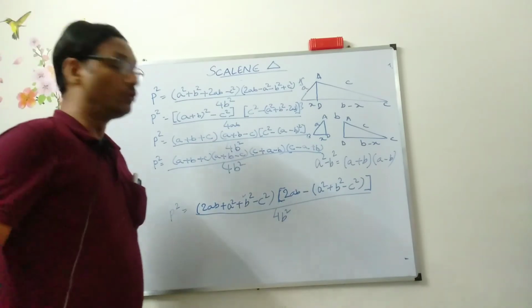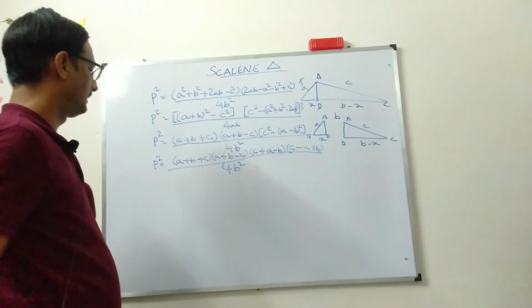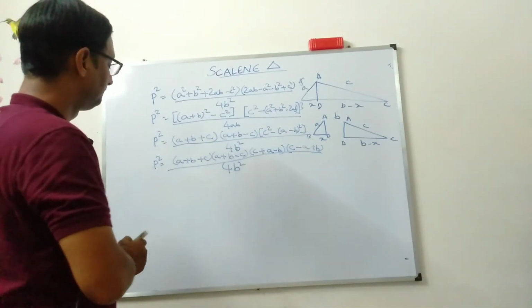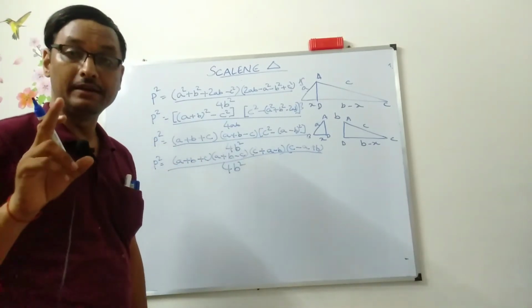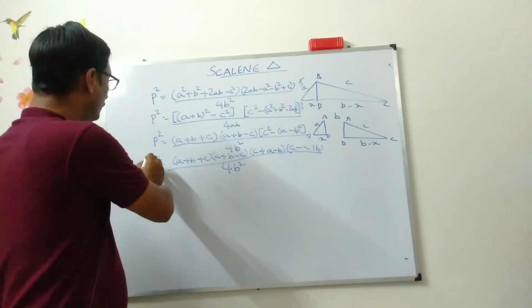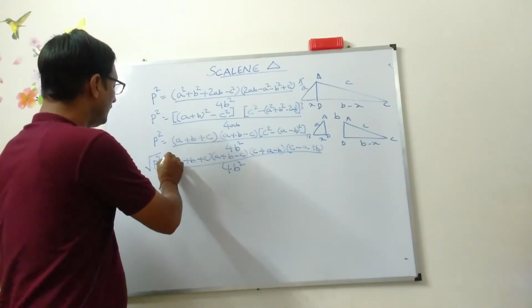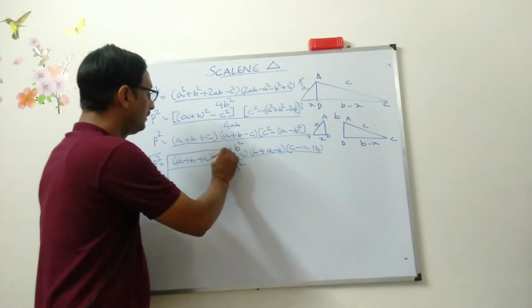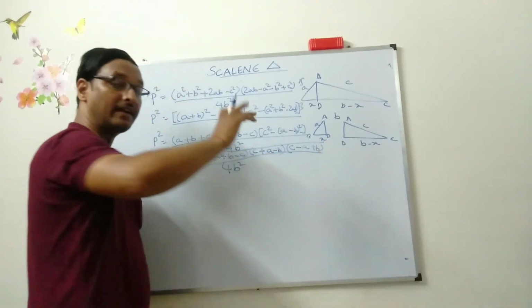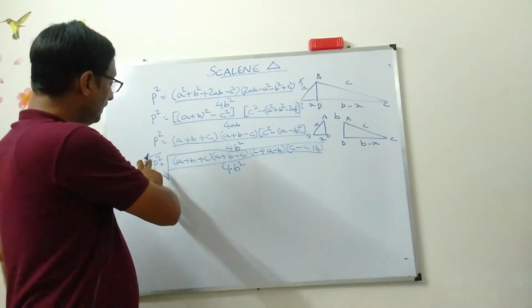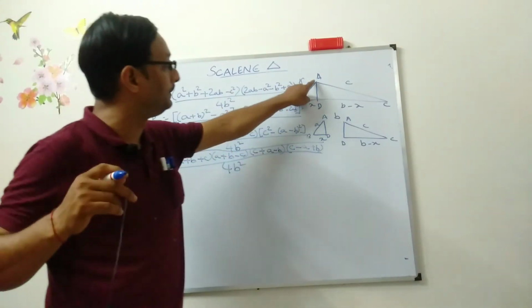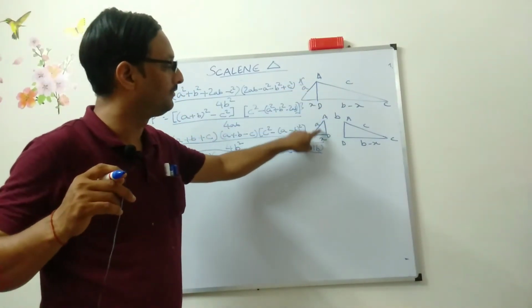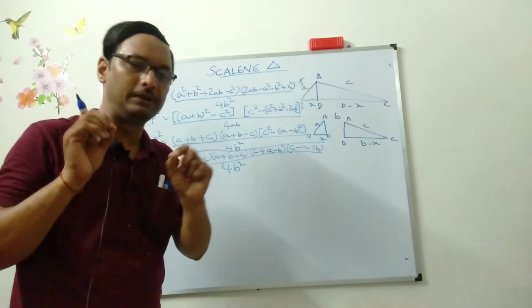Now what we need to do? We have to see. I need to find out p, not p square. So square root this one. And this one also use square root, because both the side has to be square rooted. P square ka square root is p, and that's what I need to find out. This is p. This is p. This is p. I need to find out this p only.